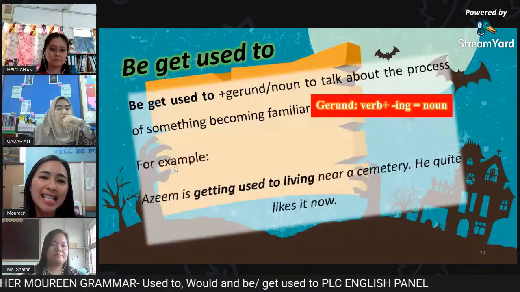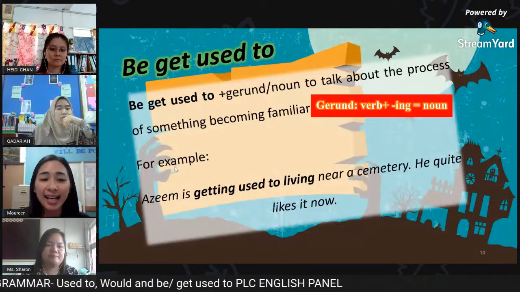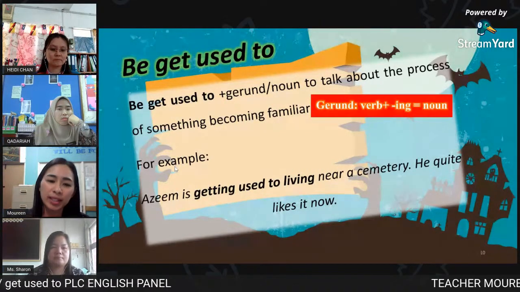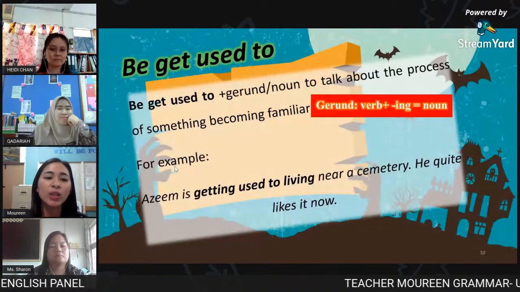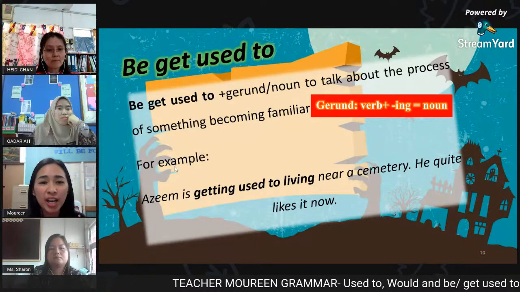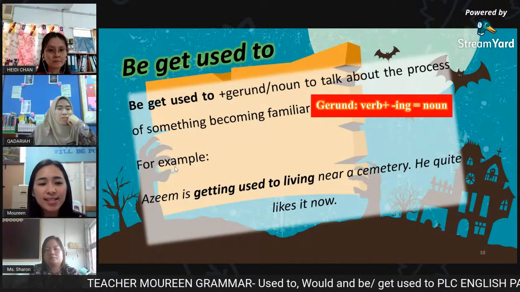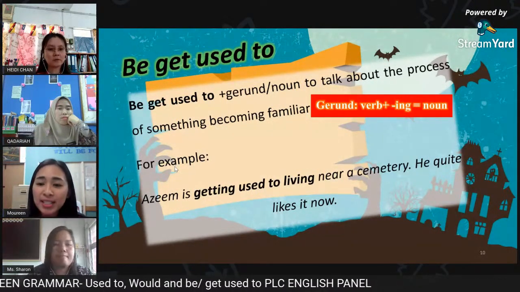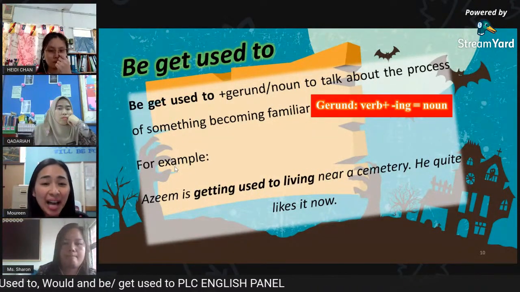For example, Azim is, the be class. Getting. Okay, you will change the get into getting. Used to, living there is the gerund. Okay, so Azim is getting used to living near a cemetery. He quite likes it now.